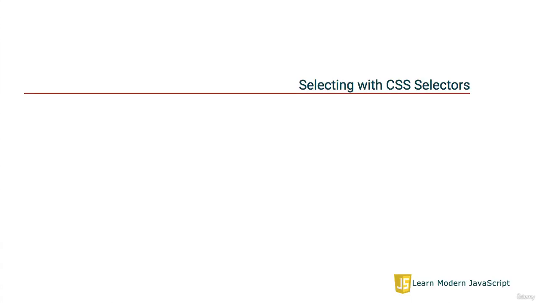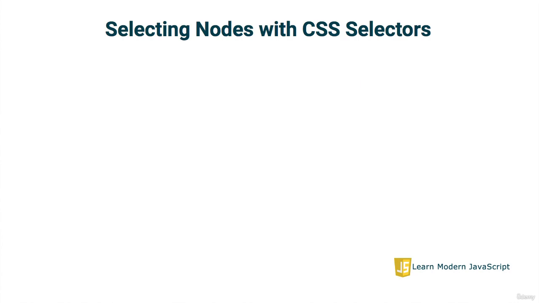In this video, we're going to take a look at selecting using CSS selectors. So, another way to select nodes from the DOM. First, some general information about selecting nodes with CSS selectors. The two methods that you use for this are query selector and query selector all.